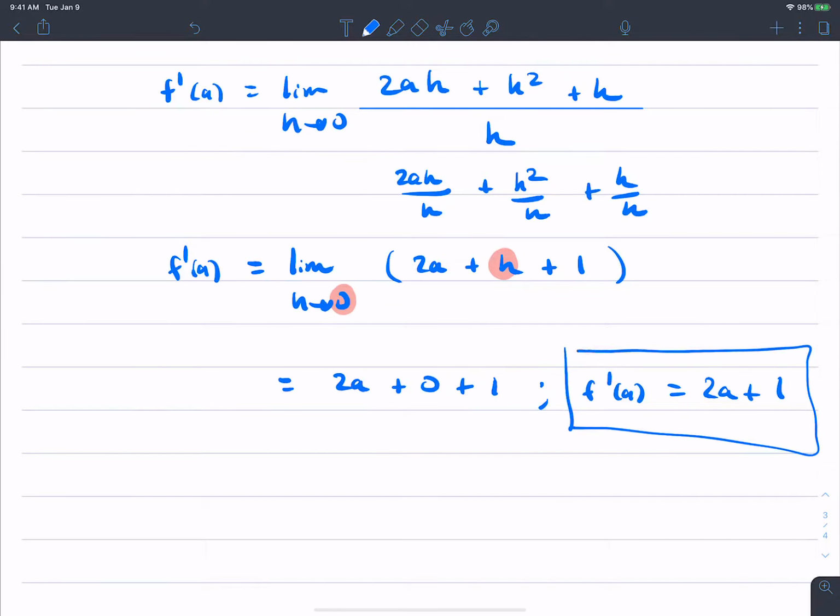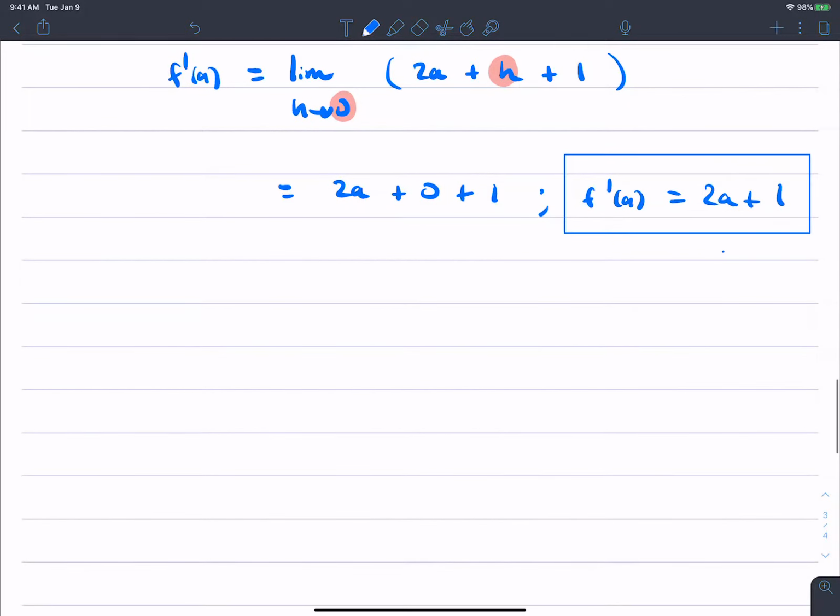So ladies and gentlemen, and remember this a is a point on the curve, right? So I want you to note that you're looking at a formula for a derivative. It's a derivative formula. All right, so that's a formula for a derivative here.